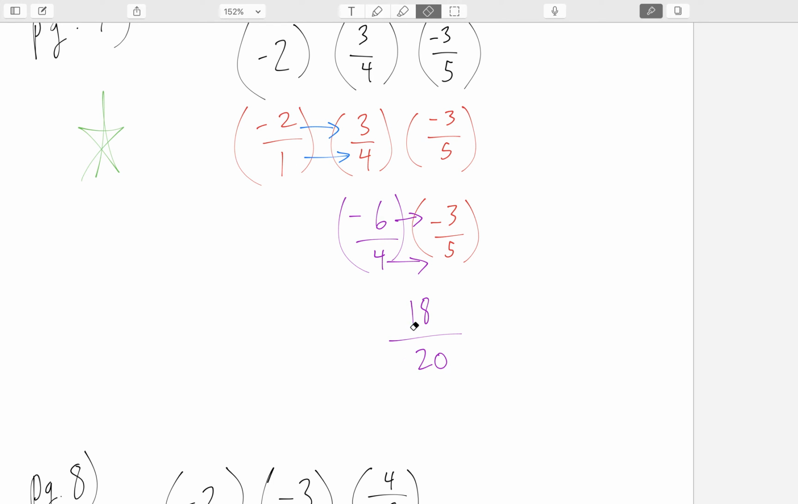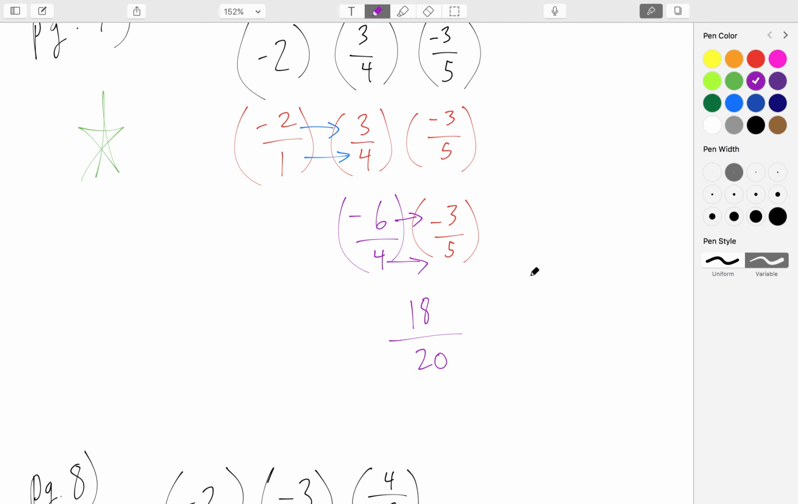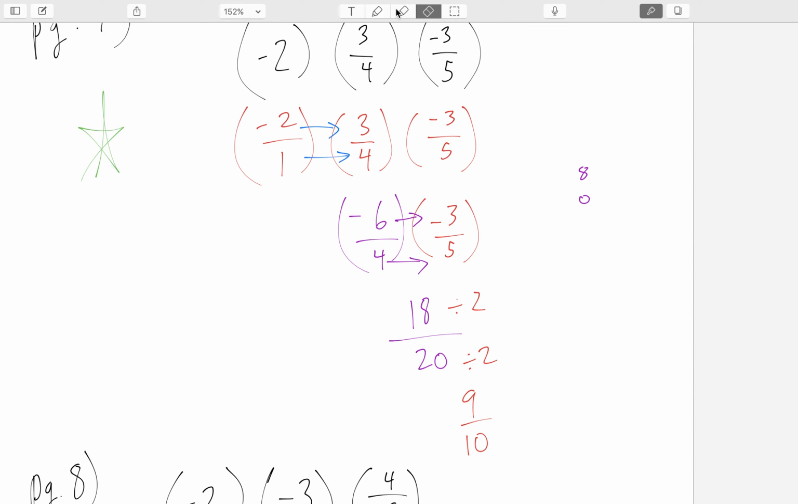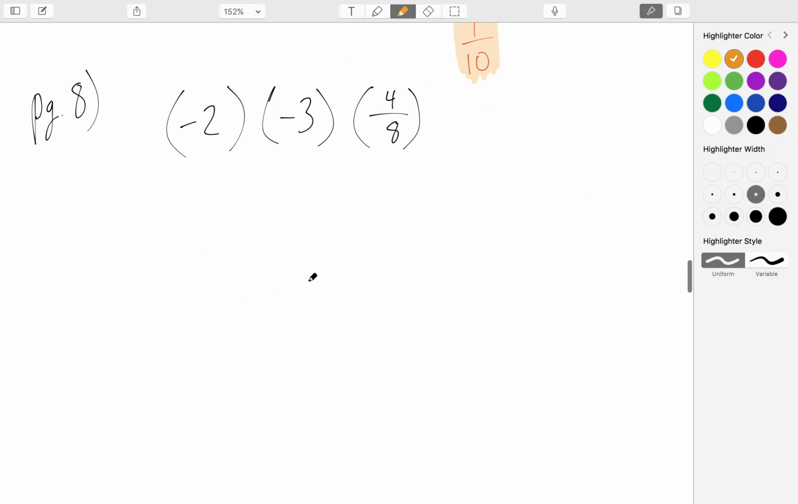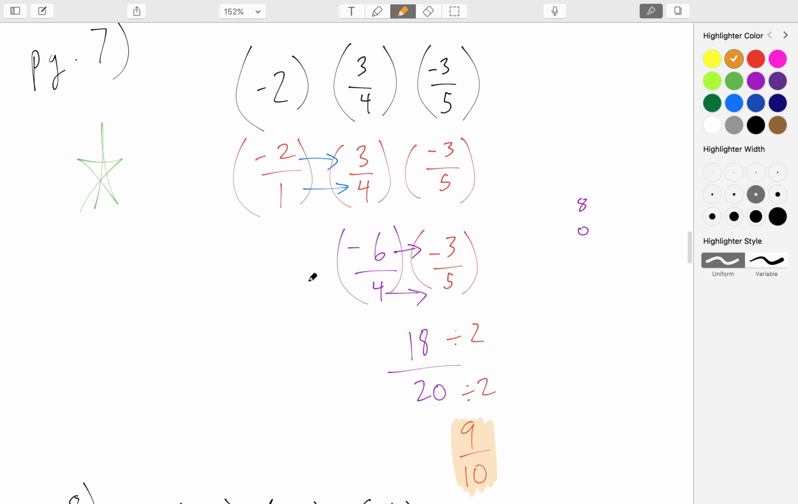So I'm going to take these off. 18 over 20. Can you reduce this? Well, it ends in an 8 and a 0, so is it even? Yes. So I'm going to divide by 2. Divide by 2. 2 goes in 18 9 times. 2 goes into 20 10 times. 9 over 10 is going to be your answer. And this is another trick, since the 9 is only 1 less than the 10, you know you can't even simplify it. So only 1 can go into 9 and 10. Pause the video if you need to copy it, and then move on.